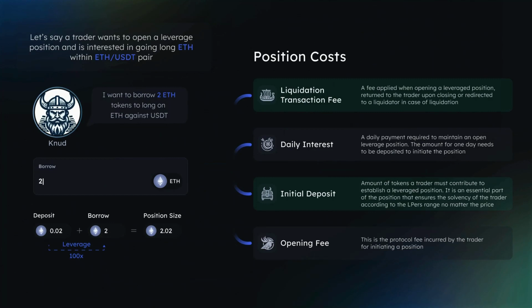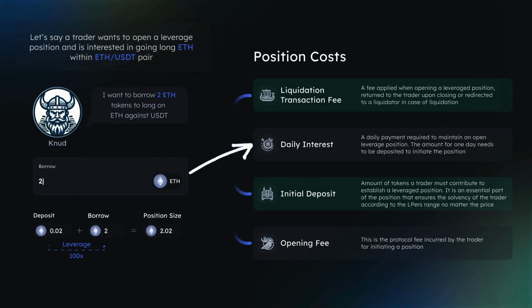Let's say a trader comes and wants to borrow 2 ETH tokens. He wants to go long on ETH against USDT. There are several position costs he will need to pay. Liquidation transaction fee is a fee that is returned to the trader upon closing the position or redirected to a liquidator in case of liquidation.